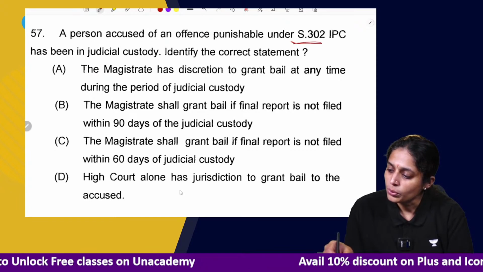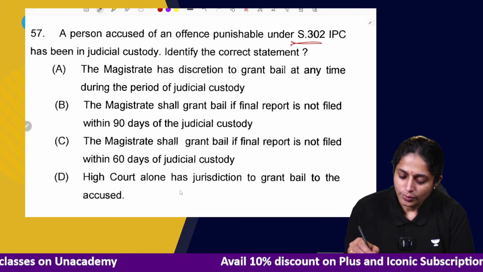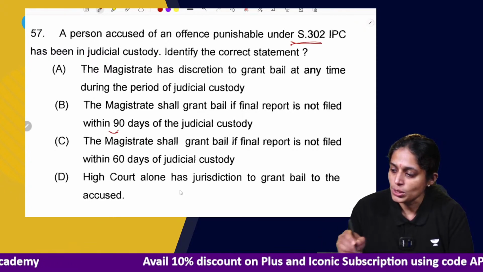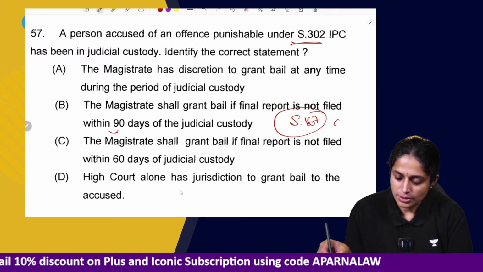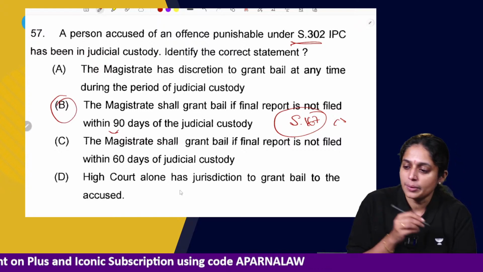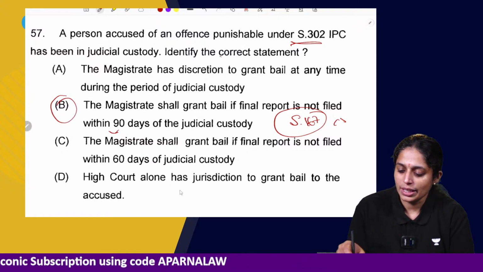For section 302, 90 days is applicable. That's why under section 167 CRPC, B is the correct answer. It's the correct statement here.